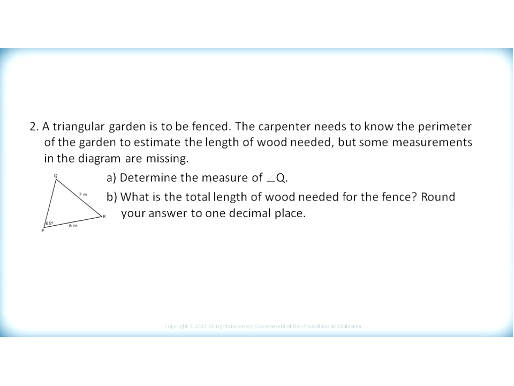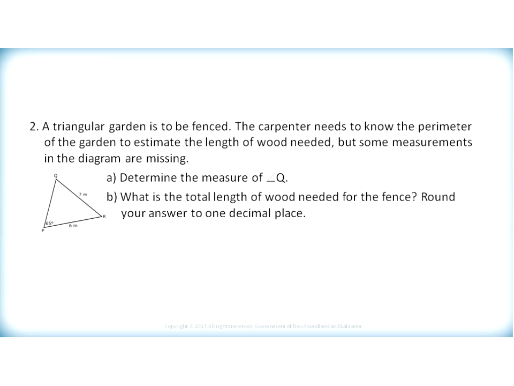Okay, a triangular garden is to be fenced. The carpenter needs to know the perimeter of the garden to estimate the length of wood needed, but some measurements in the diagram are missing. Determine the measure of angle Q. And what is the total length of wood needed for the fence? Round your answer to 1 decimal place. So we're going to look at these two questions separately, and we're going to combine them.